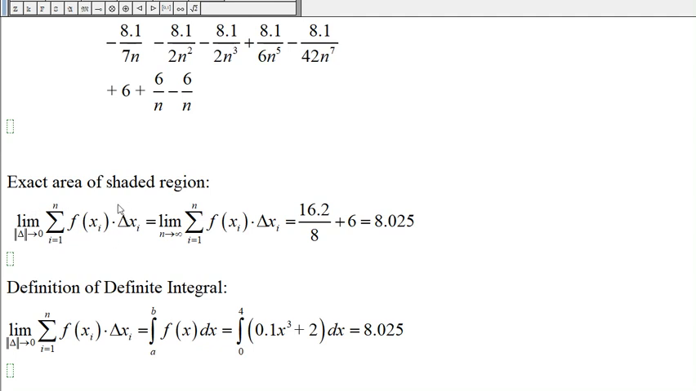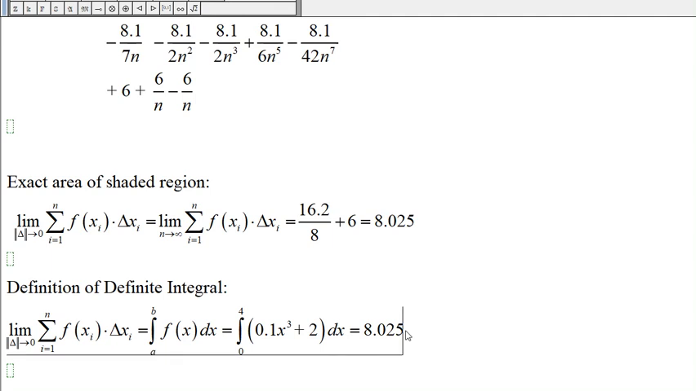And so this limit quantity right here, where we allow the norm, or the largest width, to approach 0, is equal to 8.025. And this limit quantity, when it exists, this is the symbol that we use to represent it. It's called the definite integral from a to b, where a is 0 and b is 4, because our shaded region is from 0 to 4. And then f of x is the function, 0.1 x to the third plus 2, and then times the differential of x, which is dx. And so once again, this limit quantity is represented by this definite integral. And we know from here that it's equal to 8.025. And so this definite integral symbol right here is equal to 8.025.